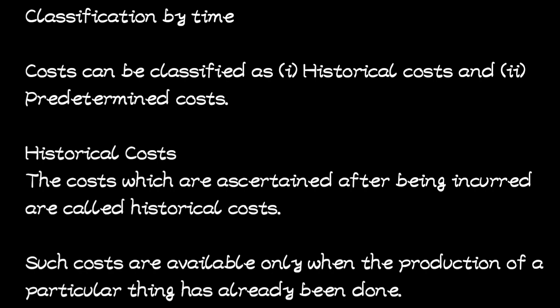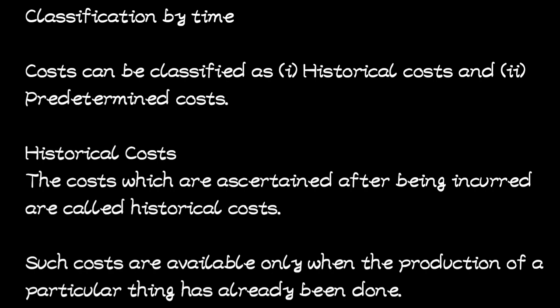Then another classification of costs we have is classification by time. So costs can be classified by time, and they are divided into two. We have the historical costs and then the predetermined costs. So we are going to start with the historical costs. As you hear, historical, it comes from history, something from the past.